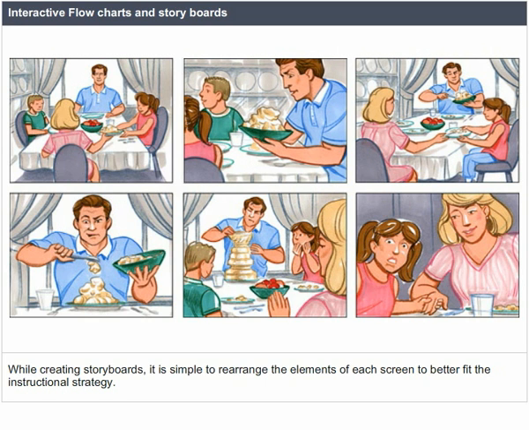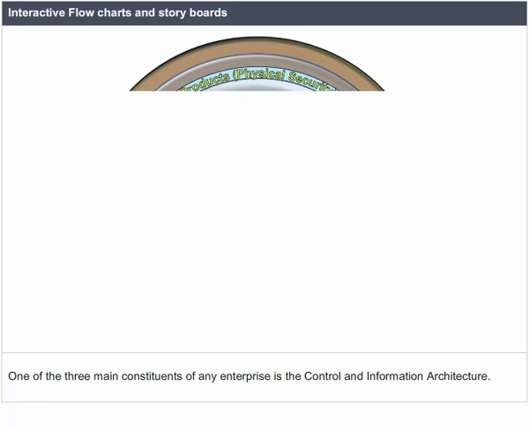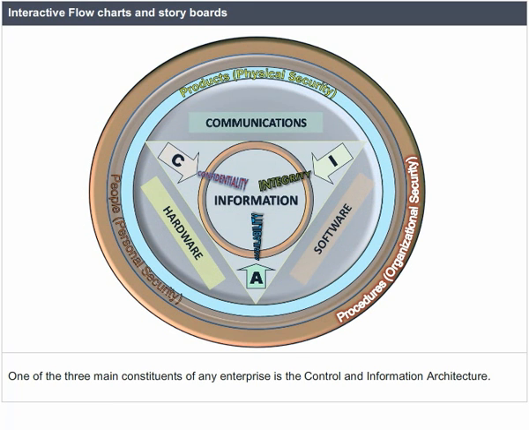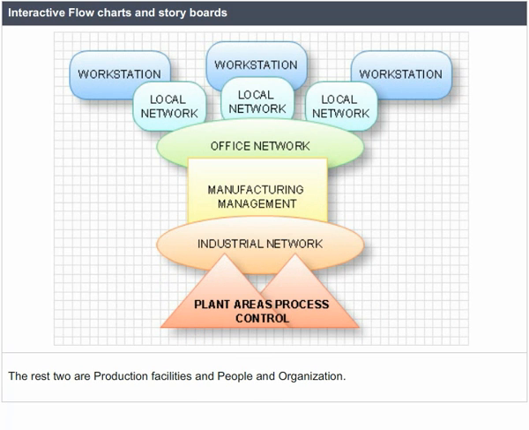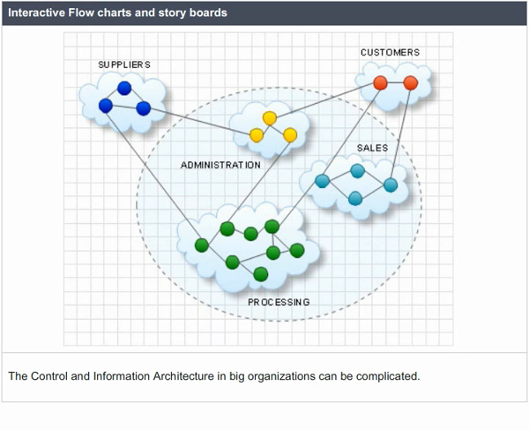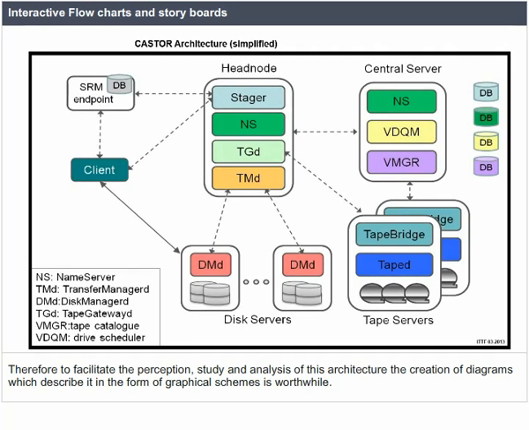One of the three main constituents of any enterprise is the control and information architecture. The rest are production facilities, people, and organization. The control and information architecture in big organizations can be complicated. Therefore, to facilitate the perception, study, and analysis of this architecture, the creation of diagrams which describe it in the form of graphical schemes is worthwhile.